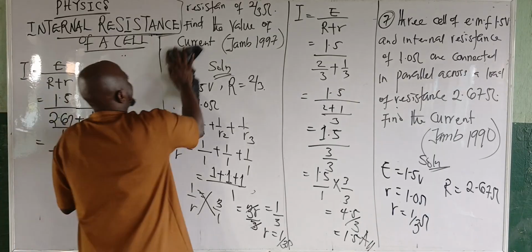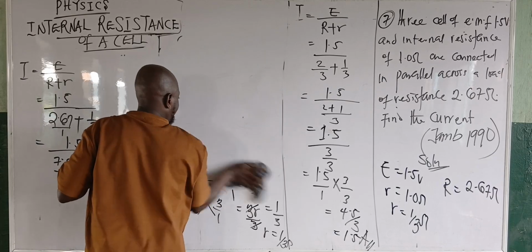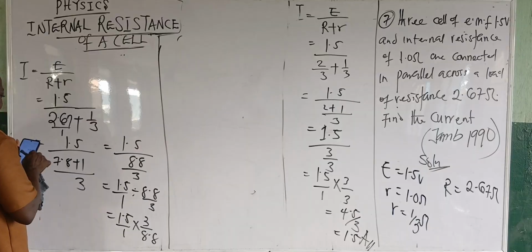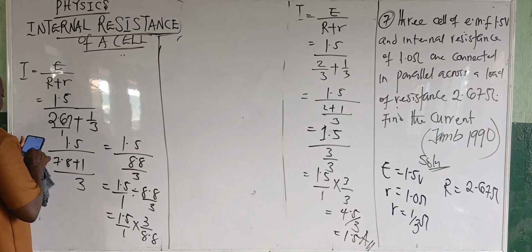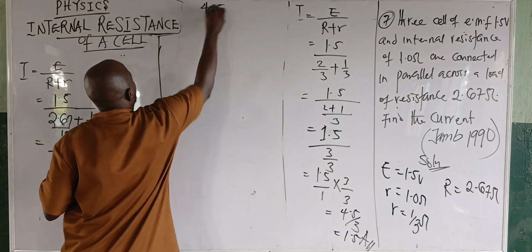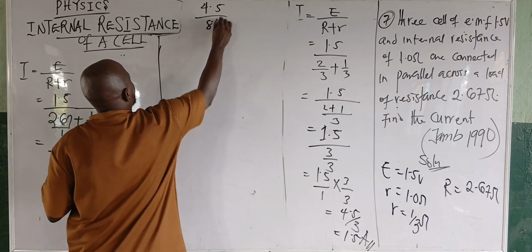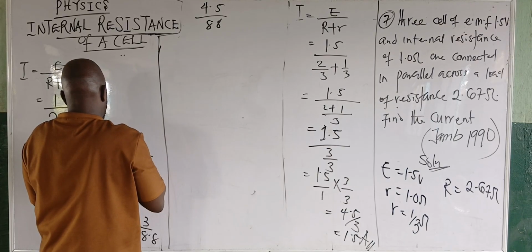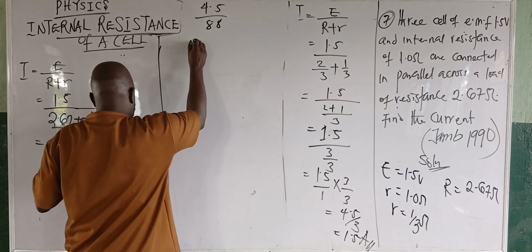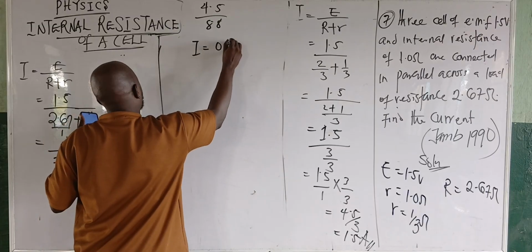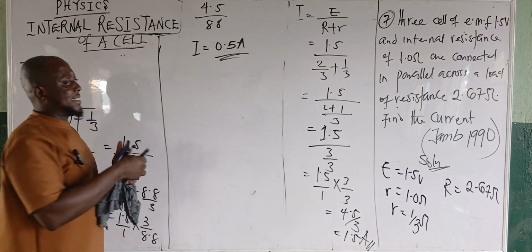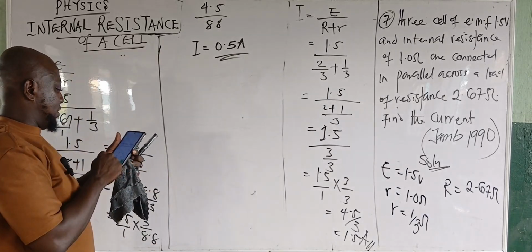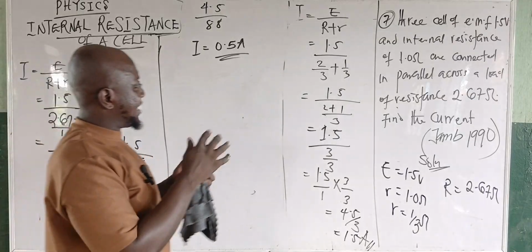Very important value there. So what do I know now going further? If you multiply 1.5 times 3, I know I have 4.5. So 4.5 divided by 8.8. That will give us, my current here will give us 0.5 ampere. So this is how this is solved. This is how they are solved going further.